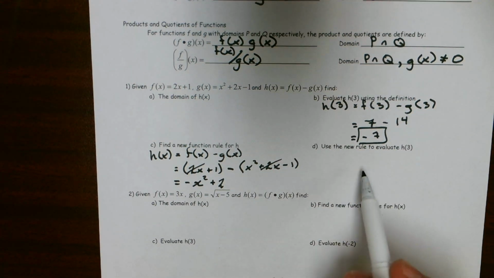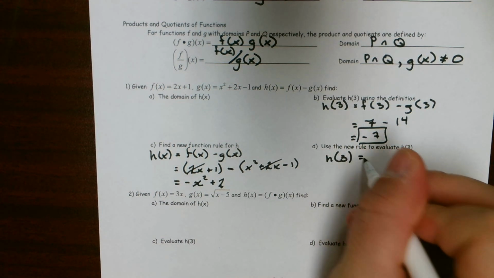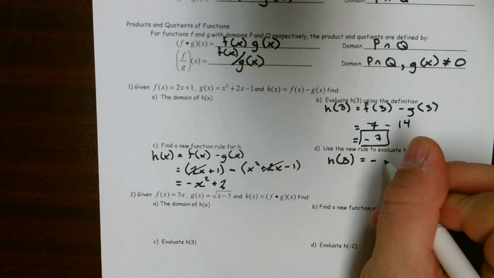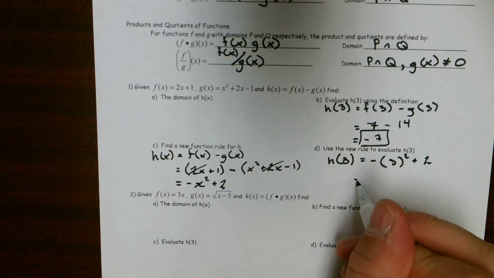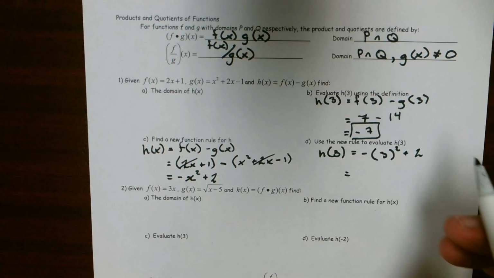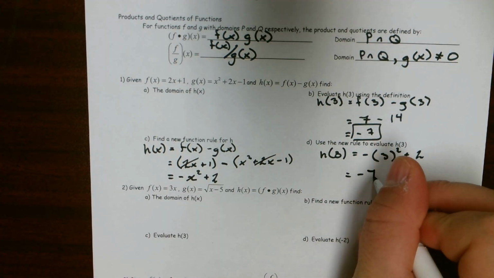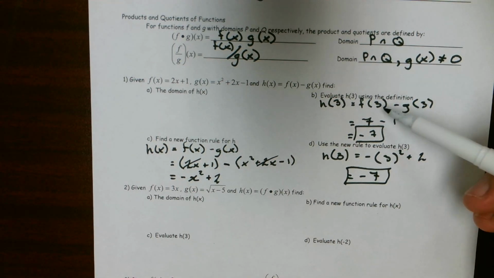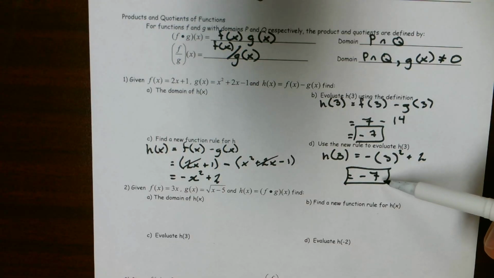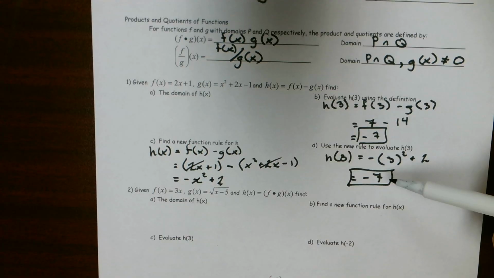Now we're being asked to use the new rule for h. So let's evaluate h of 3 using our new function, negative 3 squared plus 2. And you're going to see something really cool here. 3 squared is 9, so that's negative 9 plus 2, which is negative 7 as well. So you should be getting the same exact answer no matter if you use the original definition or the new definition of h, you're going to get the same number.